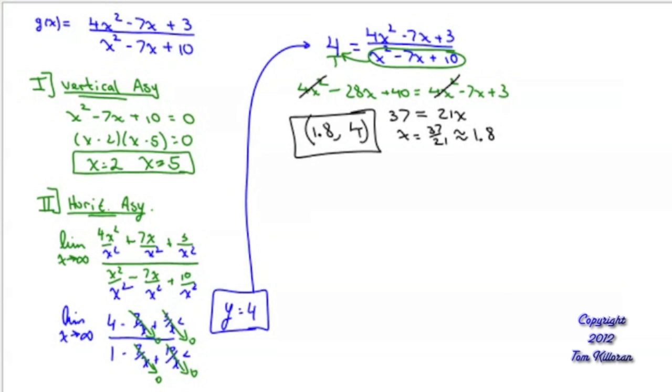Next up. Instead of 3, it's the number line. No, it is not. Oh, we gotta get our x intercept. To find an x intercept, you set y equal to 0, or the function equal to 0. So that becomes 0 equals 4x squared minus 7x plus 3, divided by x squared minus 7x plus 10. How do I solve that equation?